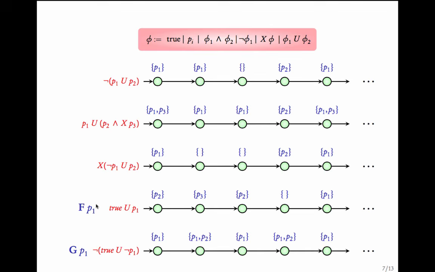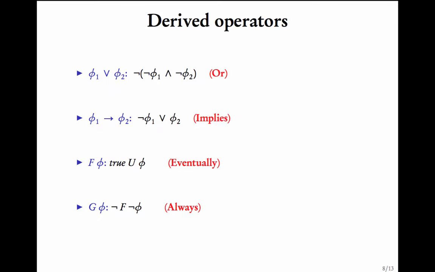But it's also important to know that F of P1 stands for some point P1 is true and G of P1 stands for everywhere P1 is true. So this is easy. And we will be using this F and G henceforth. So here are the derived operators.